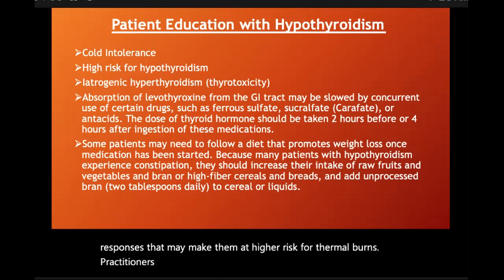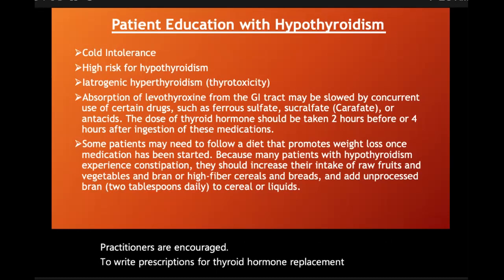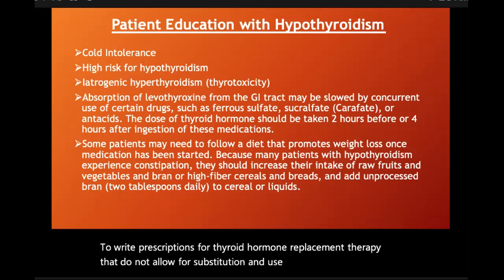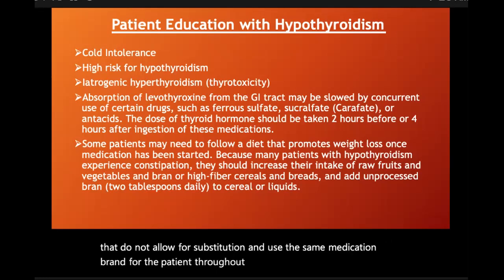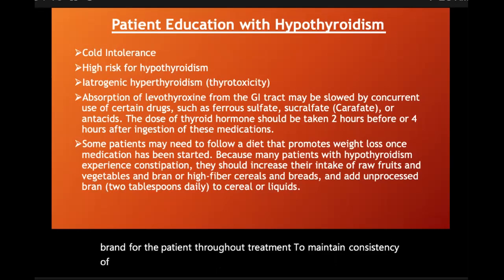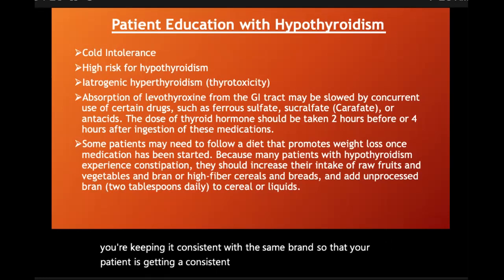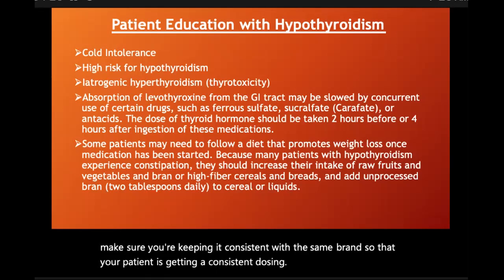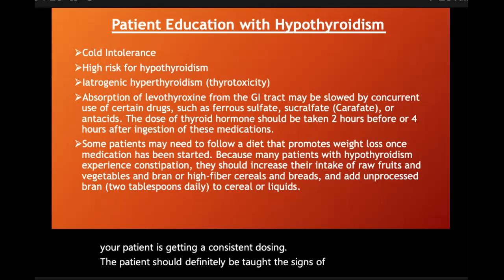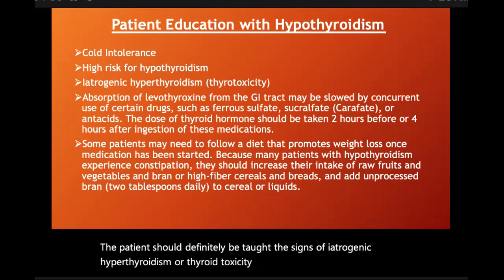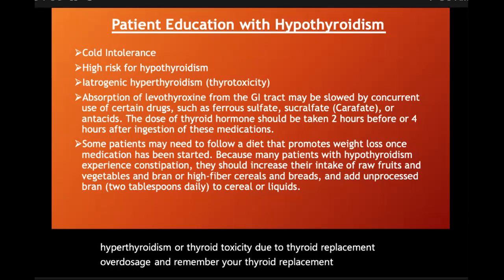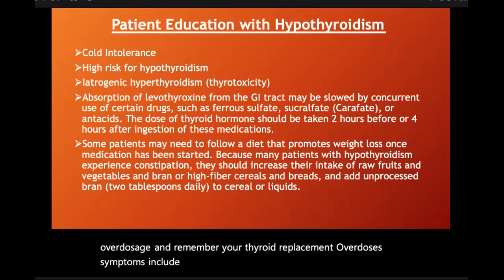Practitioners are encouraged to write prescriptions for thyroid hormone replacement therapy that do not allow for substitution, and use the same medication brand for the patient throughout treatment to maintain consistency of dosing. So that's important. When you write the script, make sure you're keeping it consistent with the same brand so that your patient is getting a consistent dosing. The patient should definitely be taught the signs of iatrogenic hyperthyroidism or thyroid toxicity due to thyroid replacement overdosage. And remember, your thyroid replacement overdosage symptoms include nervousness, palpitations, insomnia, and tremors.